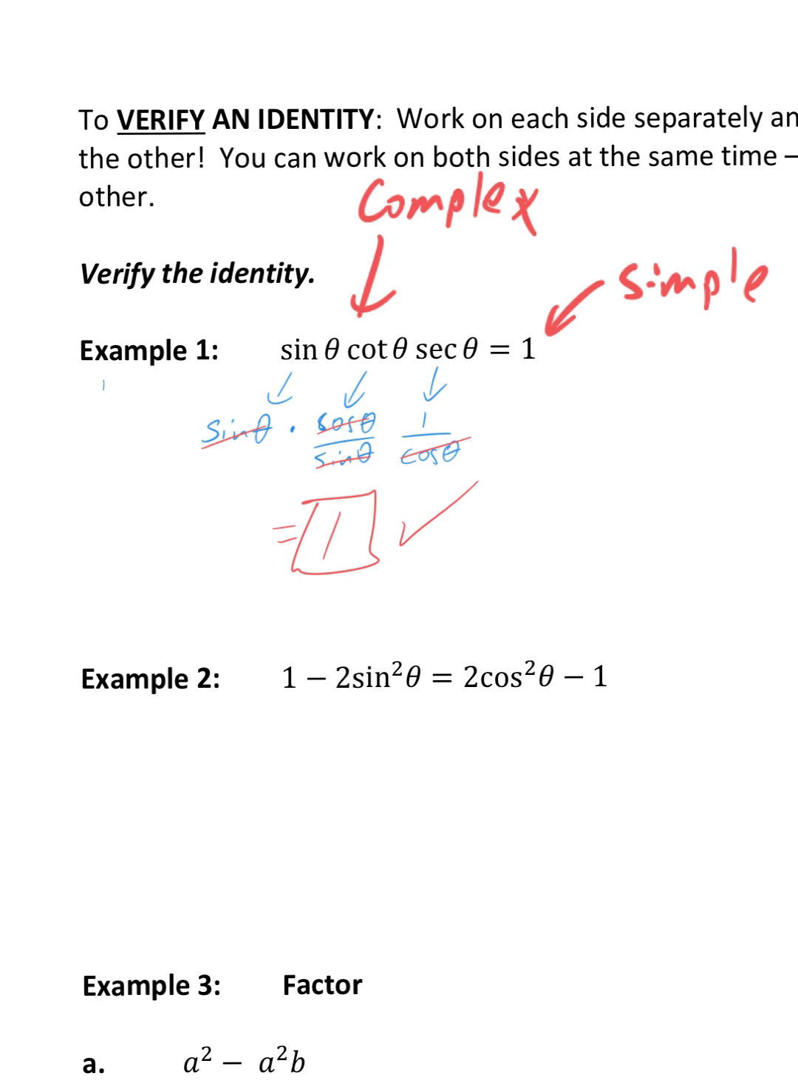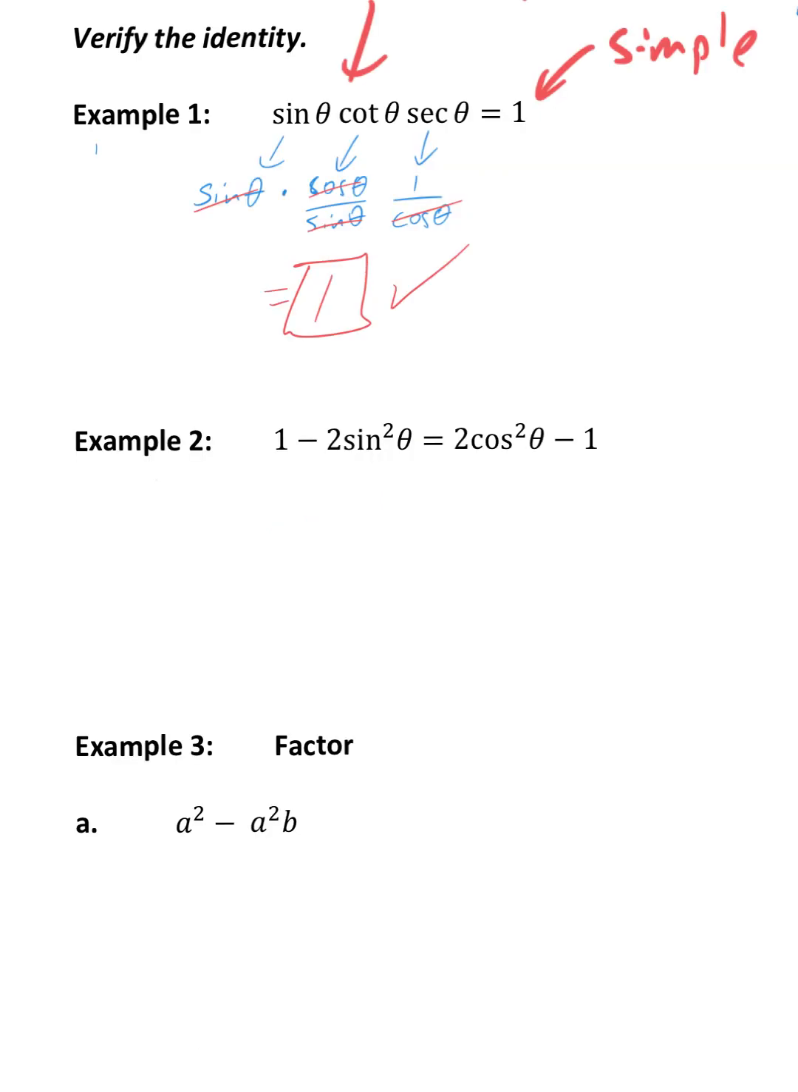Okay, let's see how example 2 looks. 1 minus 2 sine squared theta equals 2 cosine squared theta minus 1. Now, this might seem odd because there's squares and there's a times 2, but turning sine into cosine is not hard at all. Okay, so I'm going to just set this side as my goal in this case. And one side isn't really simpler than the other in this case, but I'm just going to work from left to right. You could actually start this problem from the opposite side and get the same exact result.